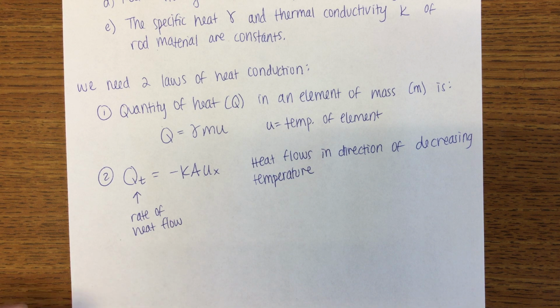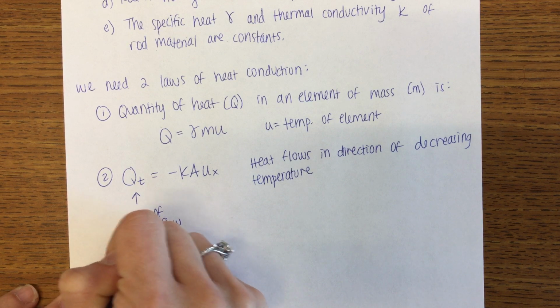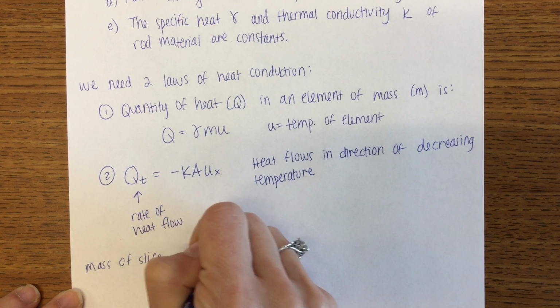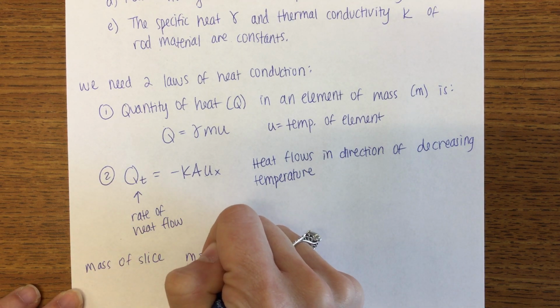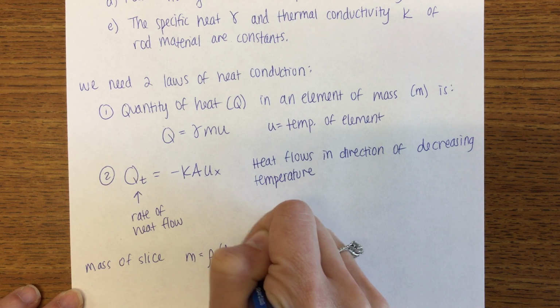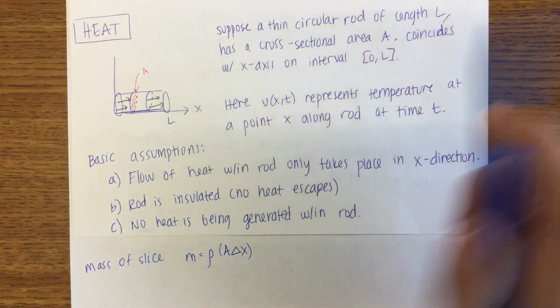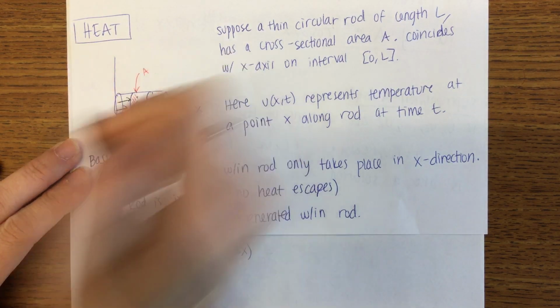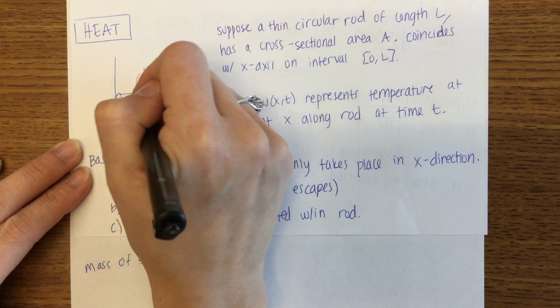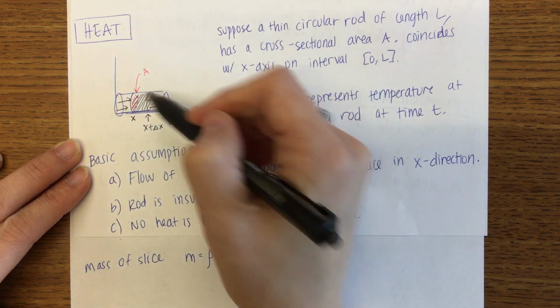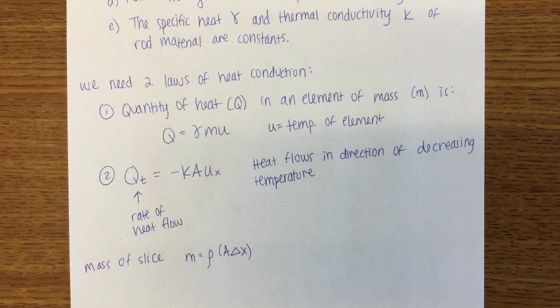Okay. Next thing we need to know is that the mass of a slice of that rod is going to be equal to rho times A times change in x. So if we look back at the picture we have, I'm going to call this point right here x. Let's say that I'm looking at this slice right here. This is going to be x add delta x. So we're looking for the mass of this slice here.